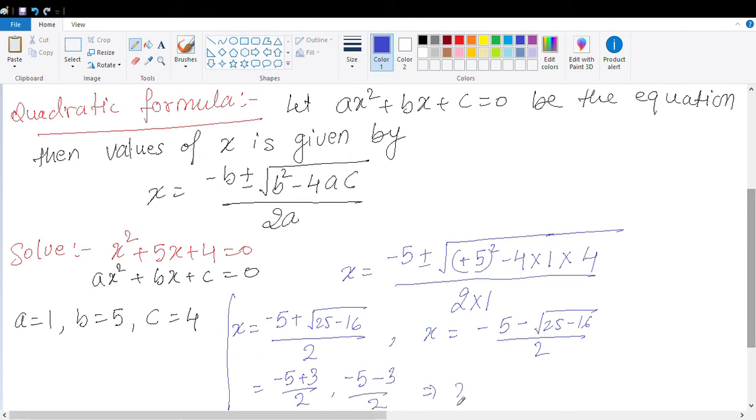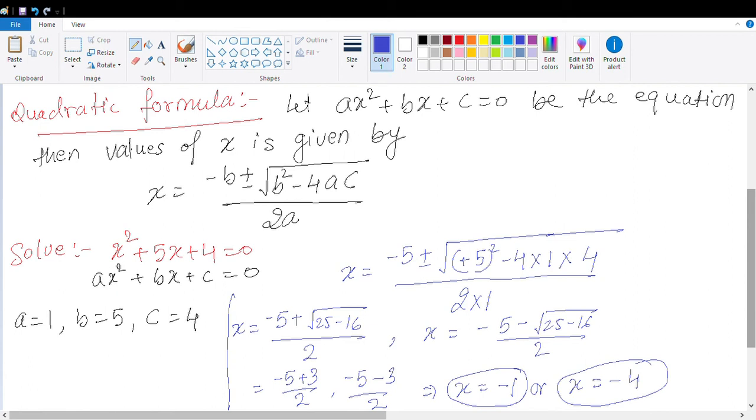So x will be equal to minus 5 plus 3, which is minus 2, divided by 2, which is minus 1, or the other value will be minus 4. So by this quadratic formula you can solve the question easily. Okay, so this is called the quadratic formula: x is equal to minus b plus minus under root b square minus 4ac divided by 2a.